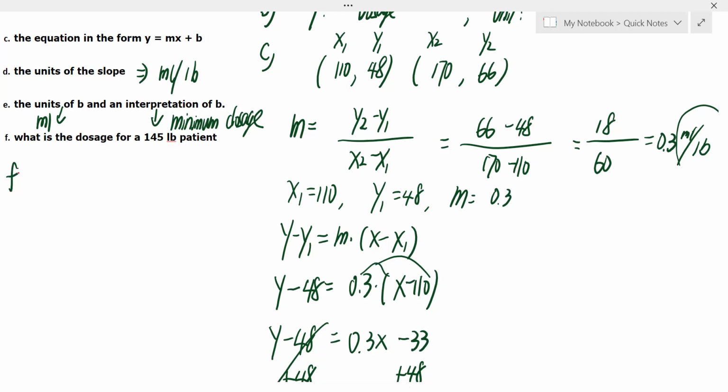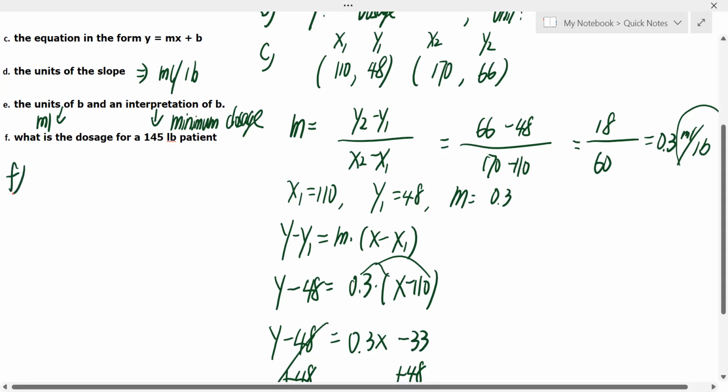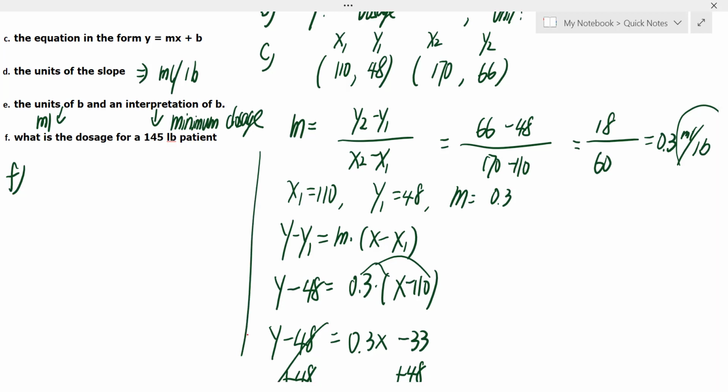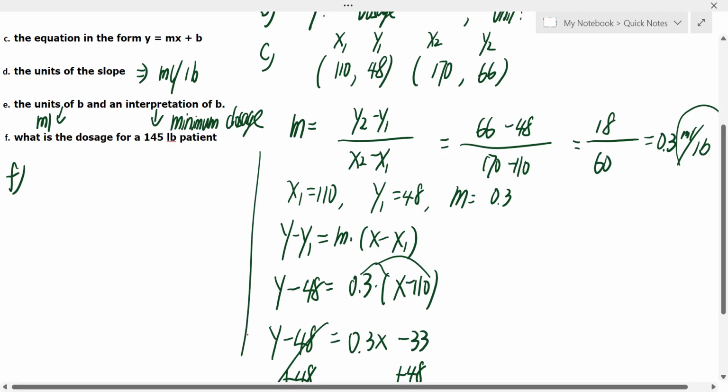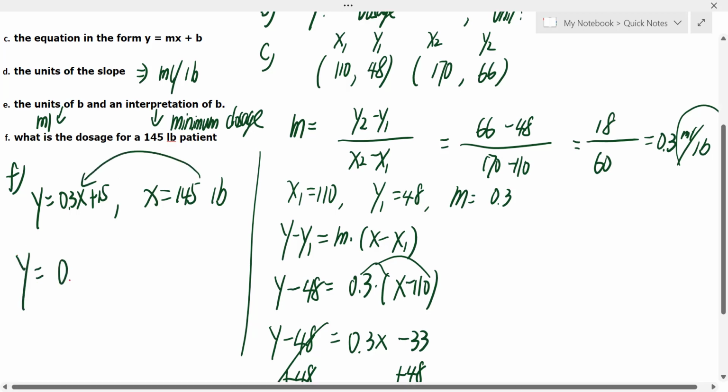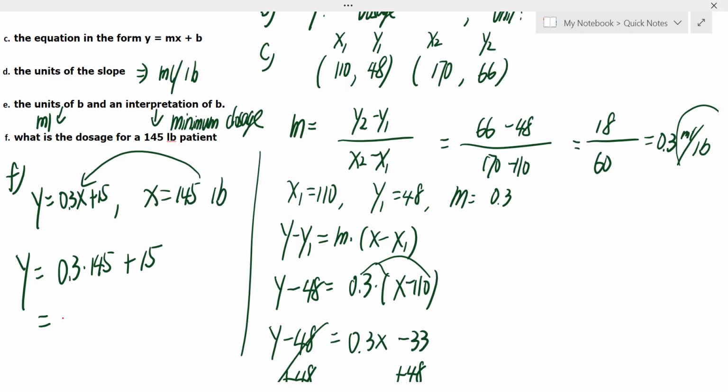Then part F is what's the dosage for a 145-pound patient. Now, since we have the linear equation representing the relationship between the weight of the patient and dosage, y equals 0.3x plus 15, and the x value is 145 pounds. To replace x with 145 and solve for y, y is the dosage: 0.3 times 145, adding 15. And 0.3 times 145, I think it's 43.5, but let's double check.